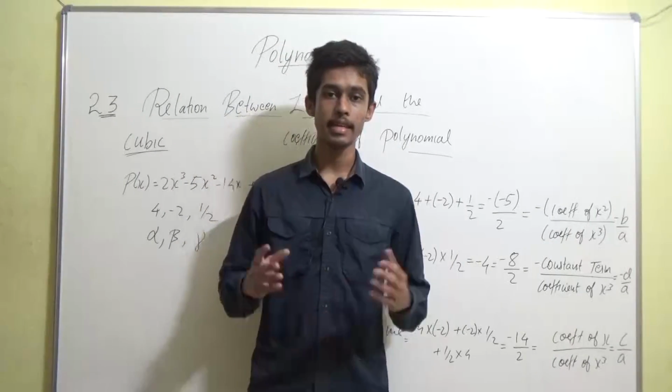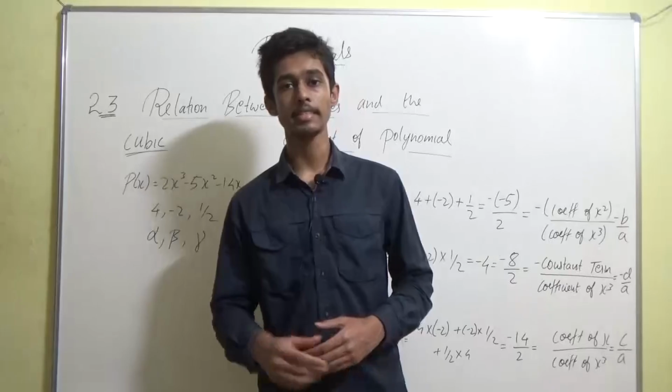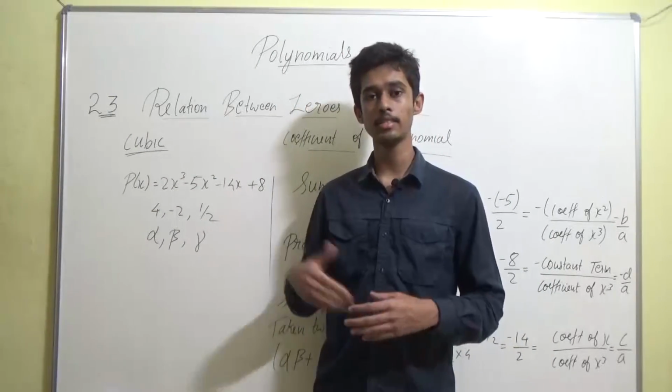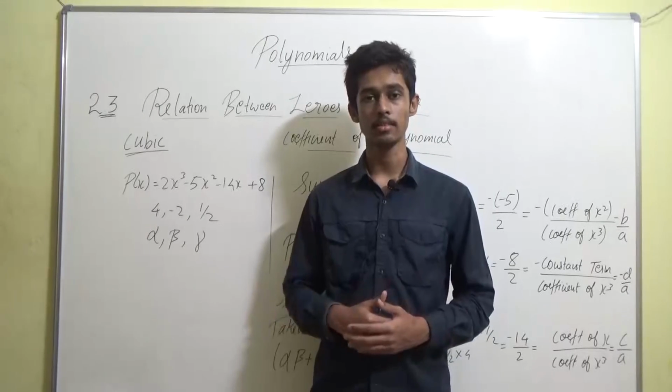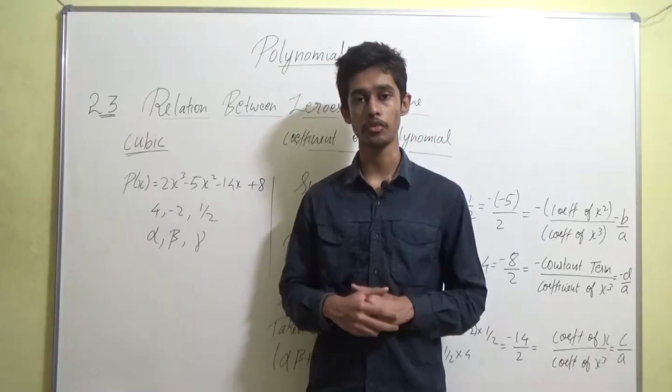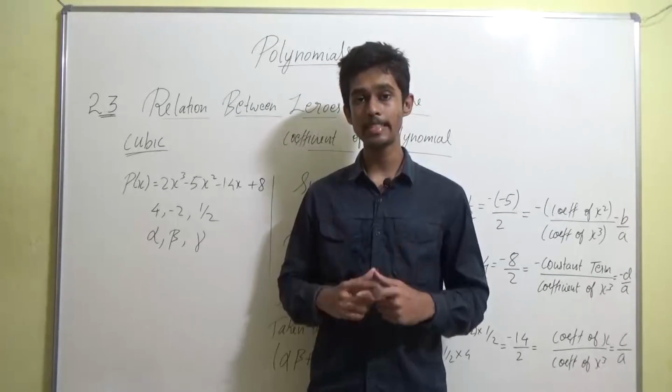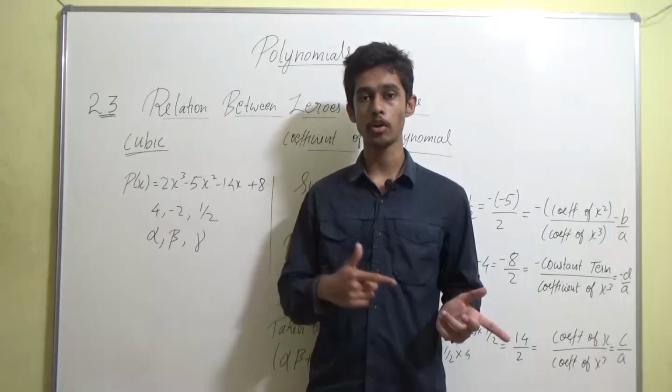Now after this, in the next lecture, I will be solving the exercise 2.2 of this chapter, that is going to be completely based on this concept, that is the relationship between the zeros and the coefficients. All the questions are going to be based upon that concept itself, guys. So please make sure that you master this concept before going to the exercise.